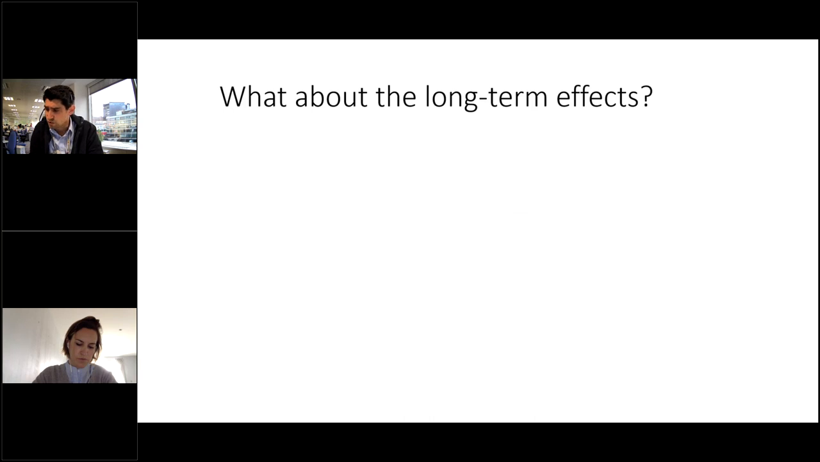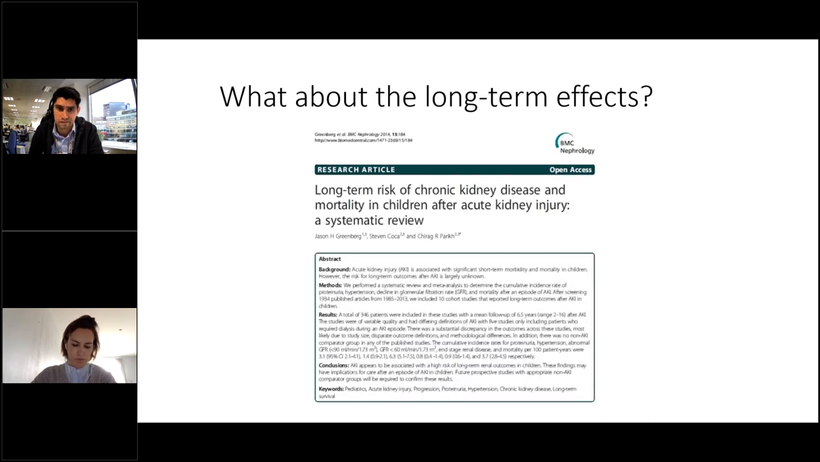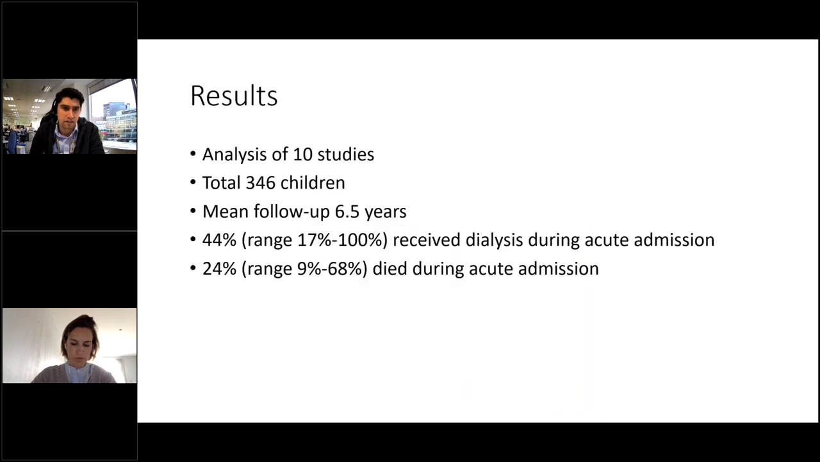But then, as we all know, a lot of children, or most children, do survive their episodes of acute kidney injury. So what are the long-term effects of this? There was a meta-analysis about 10 years ago looking at the long-term risk of chronic kidney disease after an acute kidney injury. The systematic review looked at about 10 papers, an analysis of 346 children with a mean follow-up of 6 years. You can already see the inherent issue with that. When we talk about long-term follow-up, if the mean follow-up is only 6 years, there's still not a huge amount of data looking into the much longer-term effects of acute kidney injury.